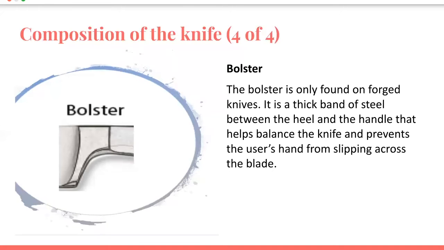The last part of composition of knife is bolster. The bolster is only found on forged knives. It is a thick band of steel between the heel and the handle that helps balance the knife and prevents the user's hand from slipping onto the blade.